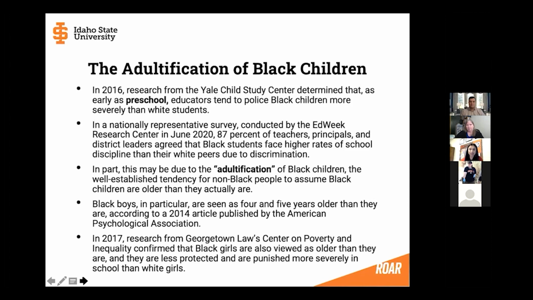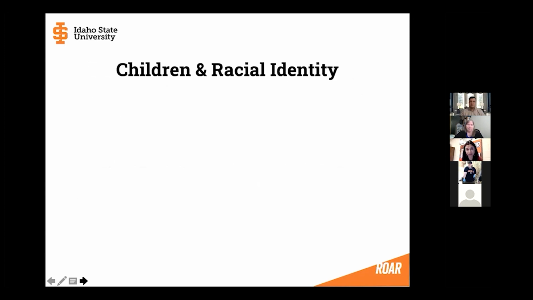Black boys in particular are seen as 4 and 5 years older than they are, according to a 2014 article published by the American Psychological Association. And in 2017, research from Georgetown Law Center confirmed that Black girls are also seen as older than they are, and they are less protected and are punished more severely in schools than white girls.